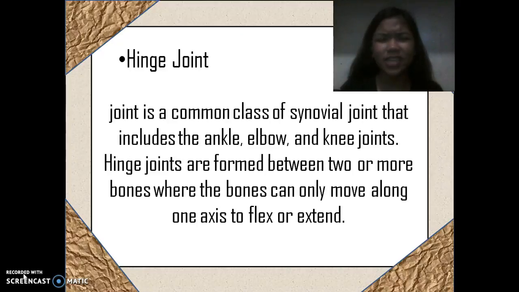Hinge joint is a common class of synovial joint that includes the ankle, elbow, and knee joints. Hinge joints are formed between two or more bones where the bones can only move along one axis to flex or to extend. Hinge joint is also known as a ginglymus.